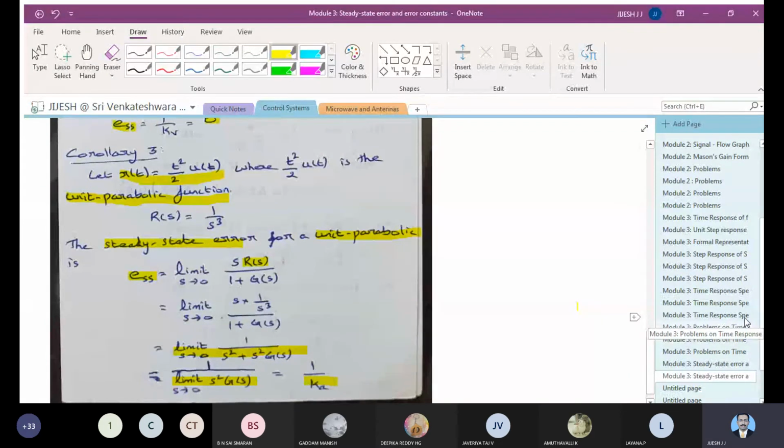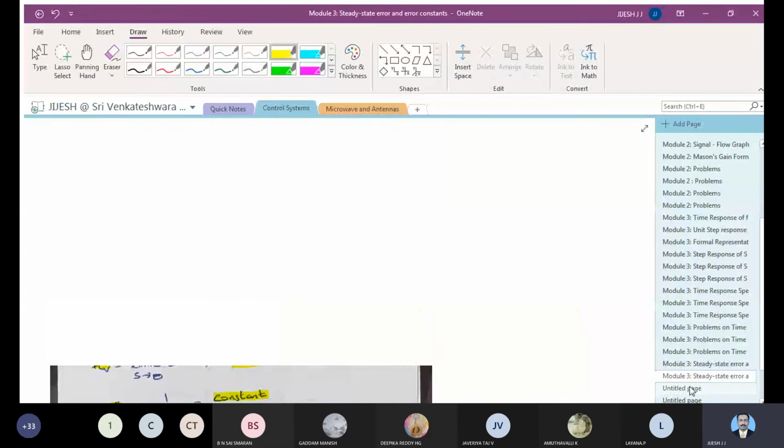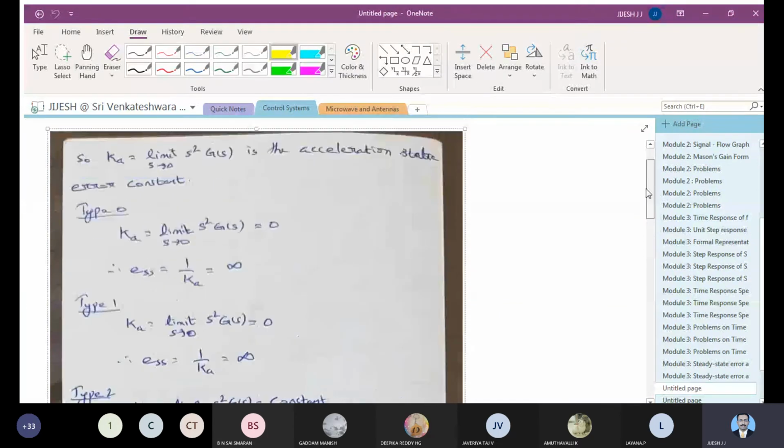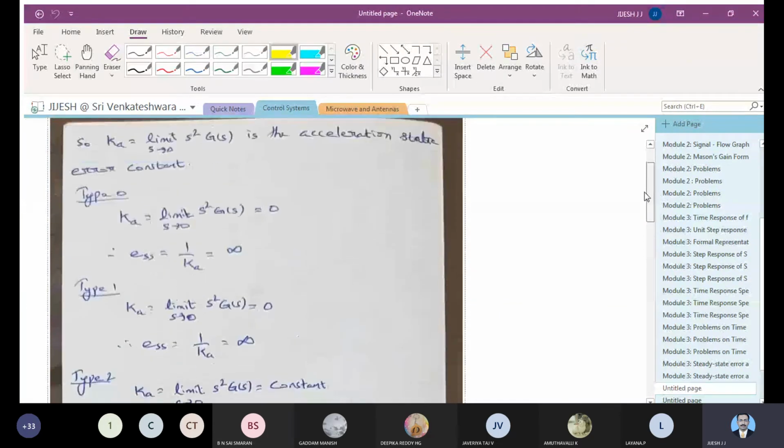So this also will complete it. So Ka will be limit of s tends to 0 of s square G of s. Since you have already studied Kp and Kv, similarly Ka is called the acceleration static error constant. For type 0, Ka is 0, and when Ka is 0, it will be 1 by 0, and ESS will be infinity.